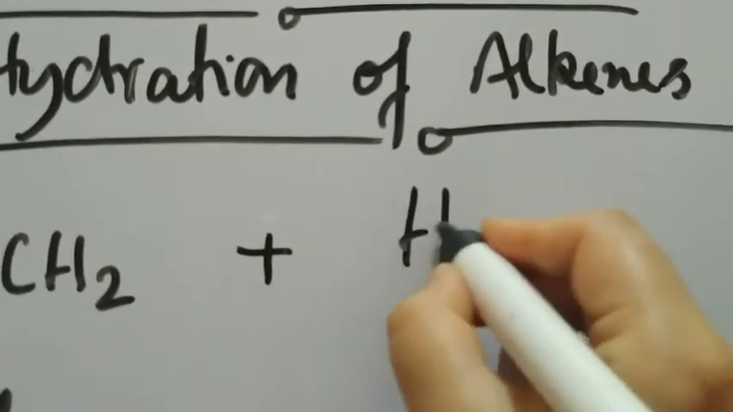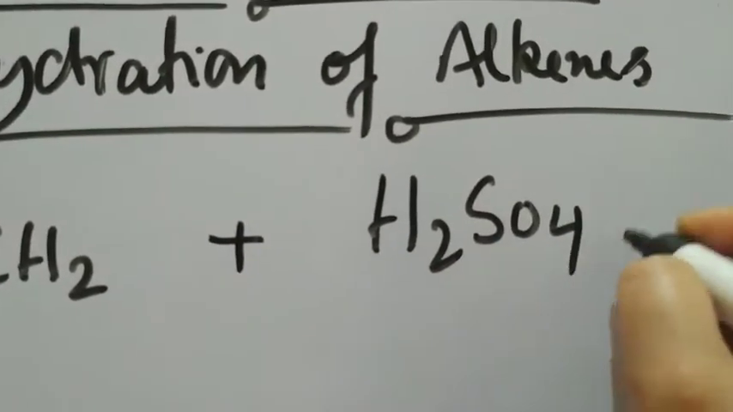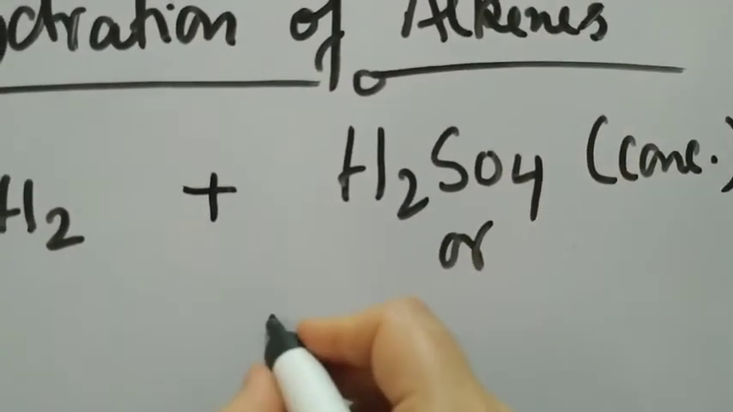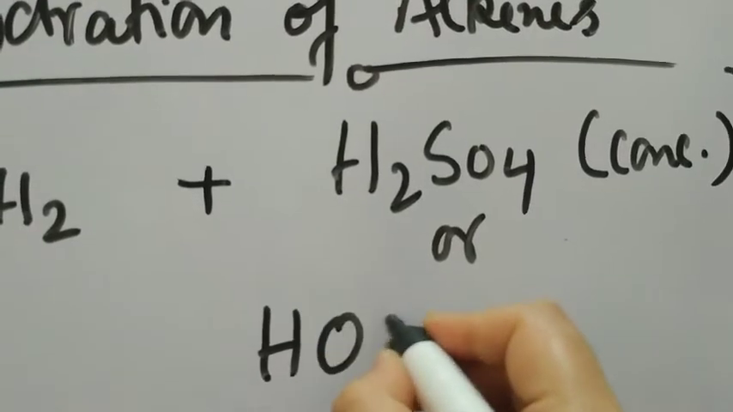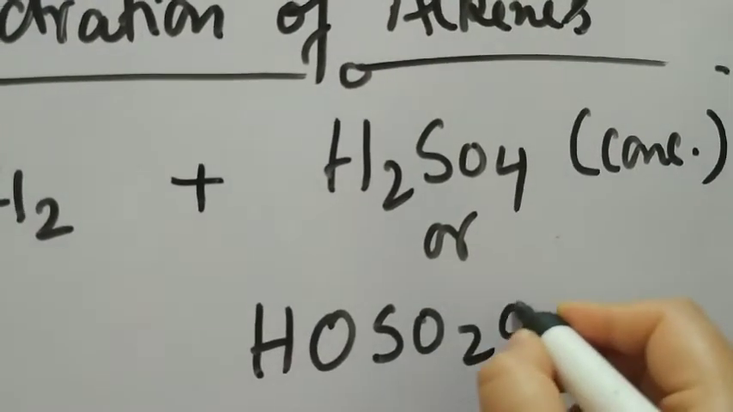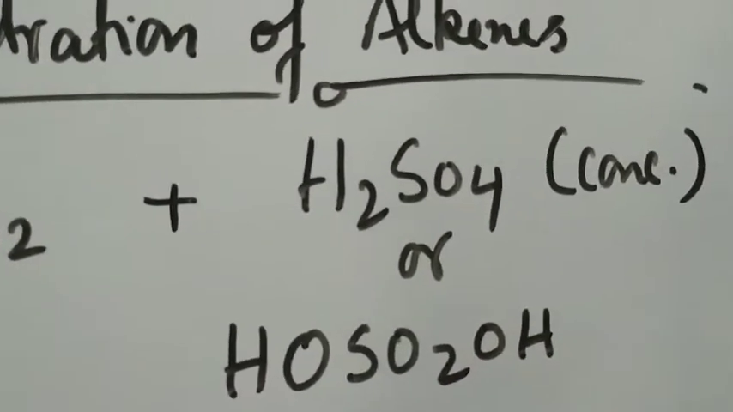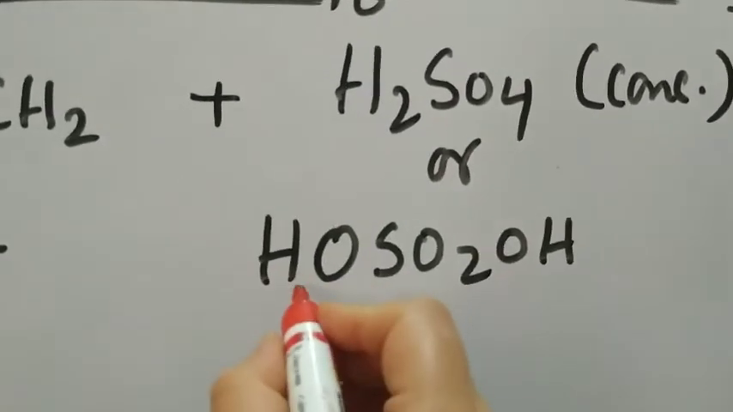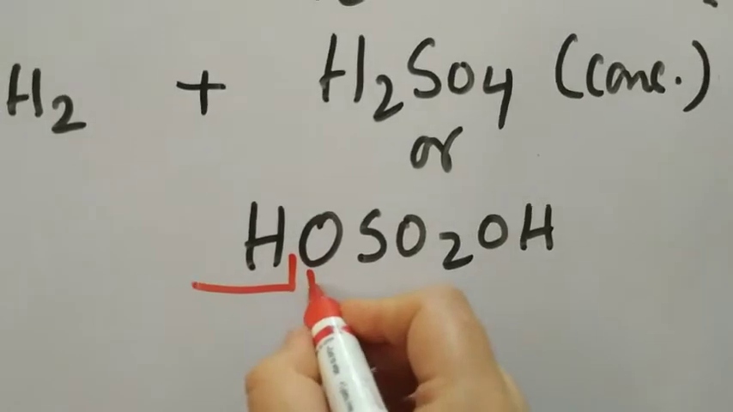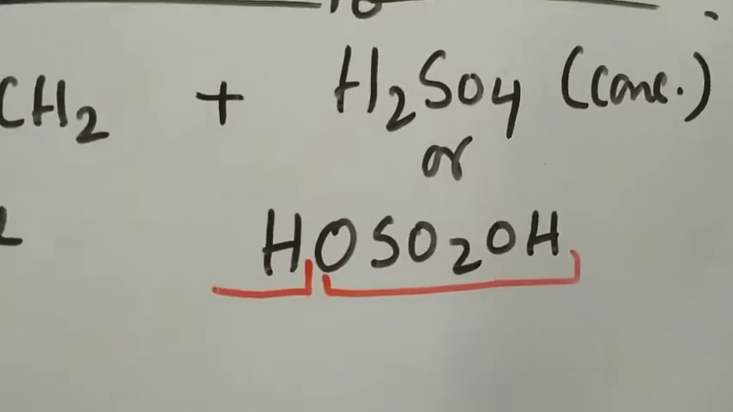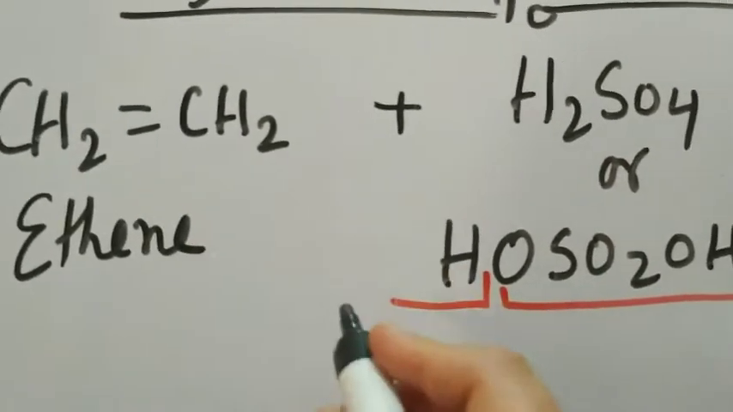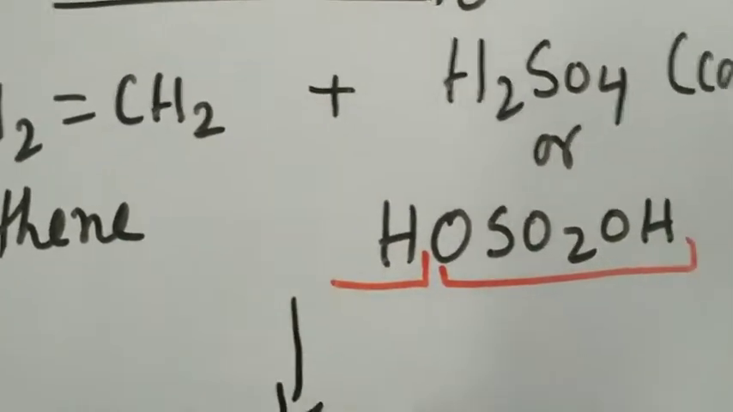We treat it with H2SO4. Remember, it is taken in a concentrated form, and for the matter of convenience, I'll just write down this H2SO4 like this. We have just opened it out so that we can understand what is being added. Hydrogen will be added and this part is added separately, because it's a protic acid, it will give away a hydrogen atom. Now this is a symmetrical alkene.